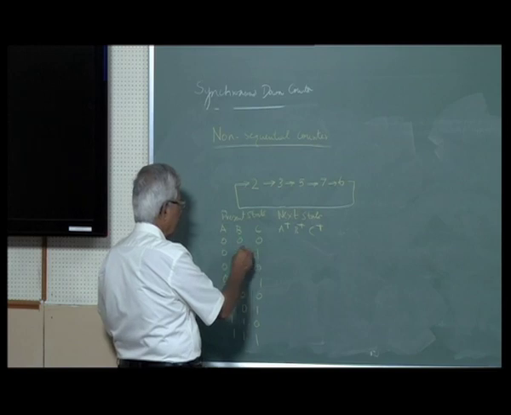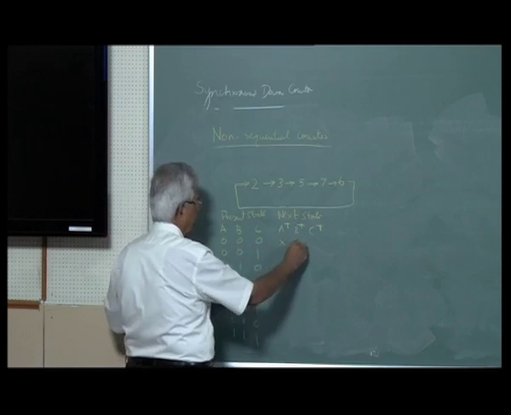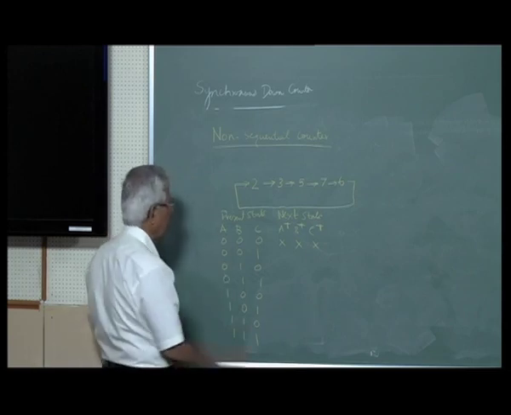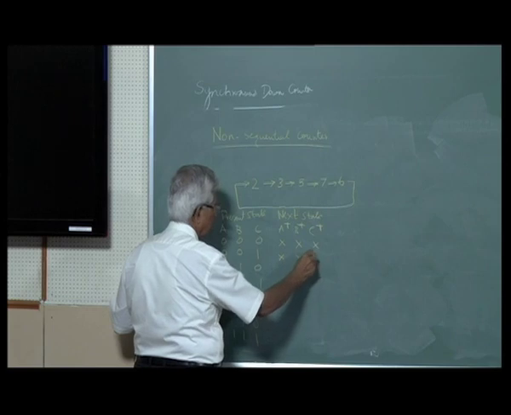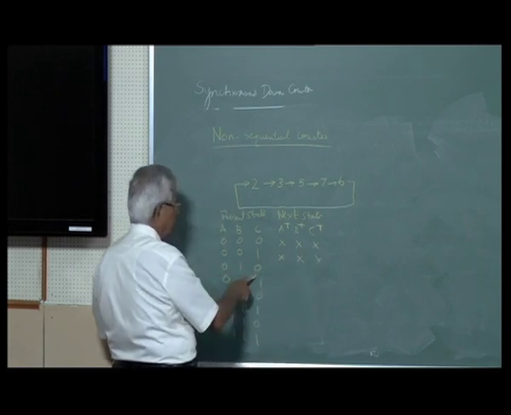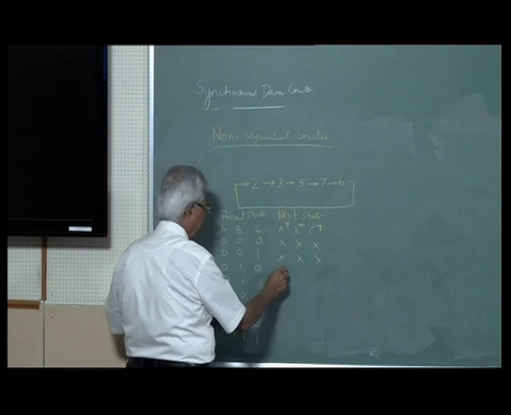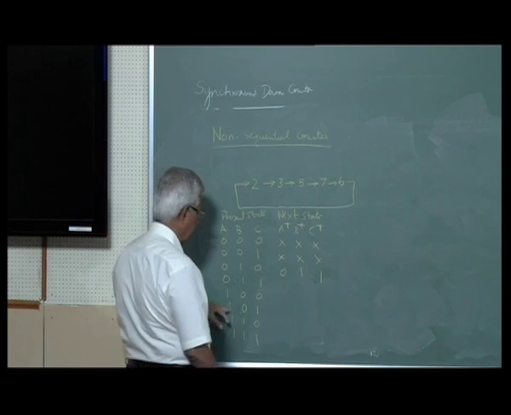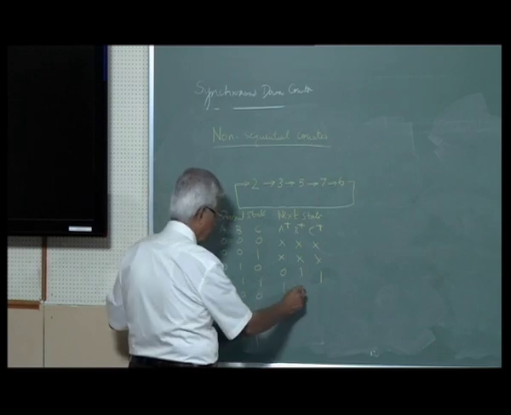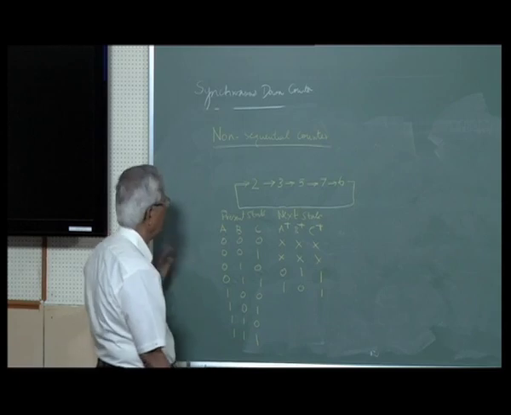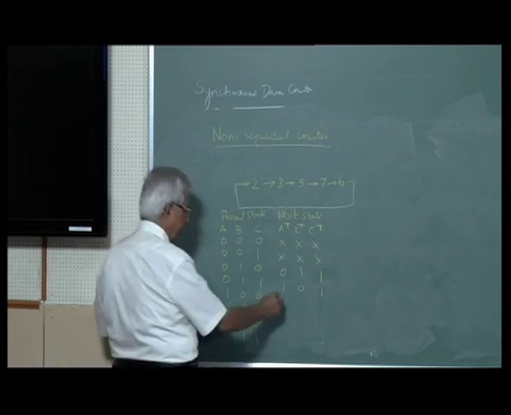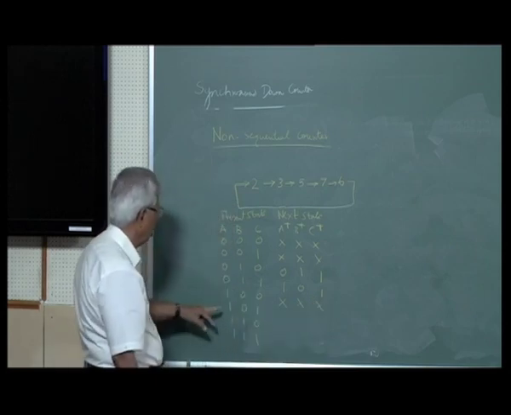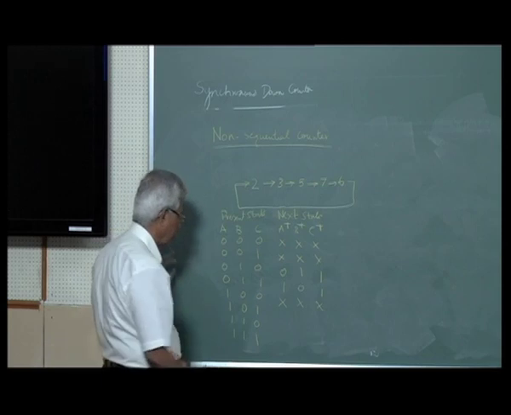So, present state 0 0 0 does not produce a next state, so I put don't cares. Present state 0 0 1 also does not produce a next state. Present state 0 1 0 will produce a next state 0 1 1. Present state 0 1 1 will produce a next state 1 0 1. Present state 1 0 0 does not have a next state. Present state 1 0 1 will produce a next state 1 1 1.